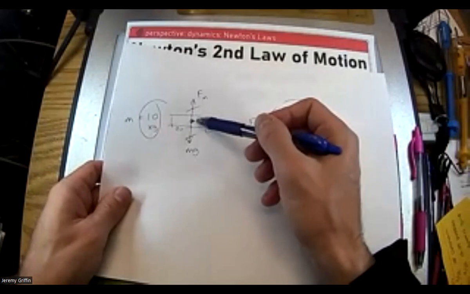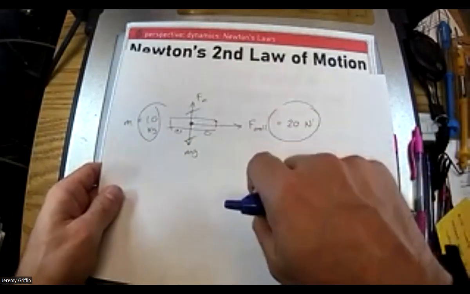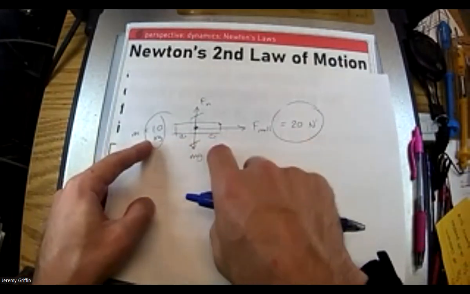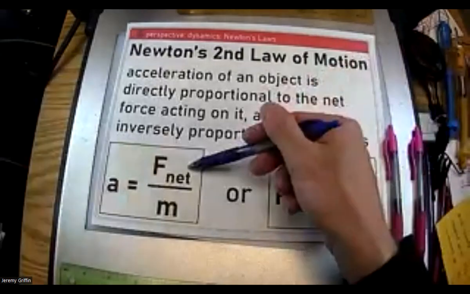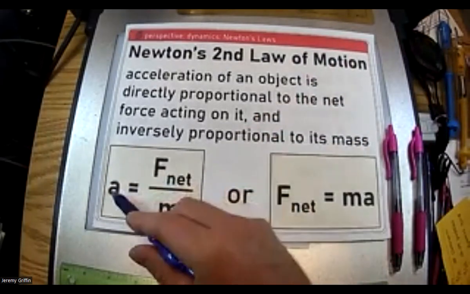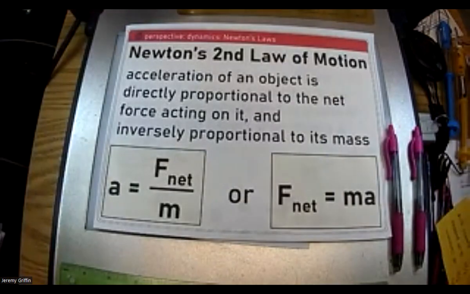The wagon might have a weight and a normal force, but those are just balanced out as long as the sidewalk's horizontal, right? She's pulling horizontally with 20 newtons. Say the mass of the wagon was 10 kilograms. So I got 20 newtons acting on 10 kilograms. That divides out to 2 meters per second squared. So now this wagon is accelerating at 2 meters per second squared.